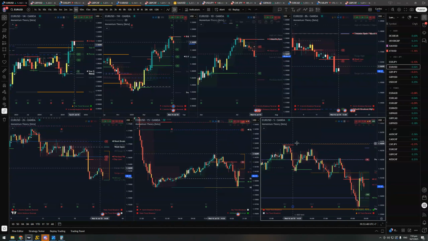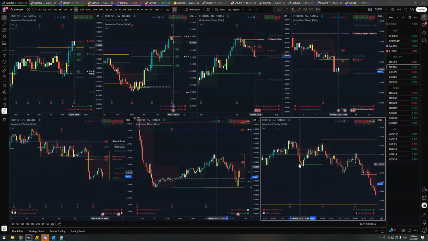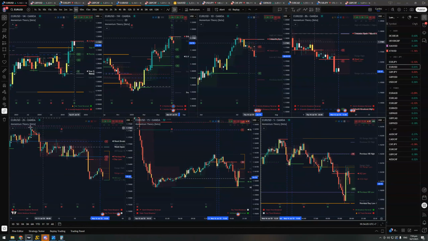This could have been an entry, but the problem was 3 o'clock was the start of the new H4 bar. I don't want to jump the gun. I always wait for that H4 bar. And when the H4 bar opened up, closed, I was waiting for a pullback up to the high. Did not get that, and then it just continued on down, and so I ended up missing this trade.